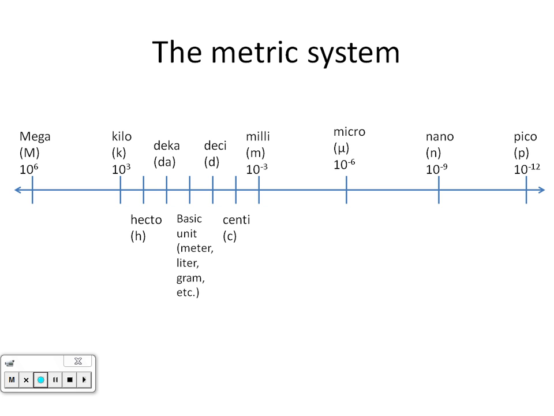I have them in there now because you're used to them, and they do show that each one is 10 times greater or smaller, and so that's how you get to the 1,000 on either side.